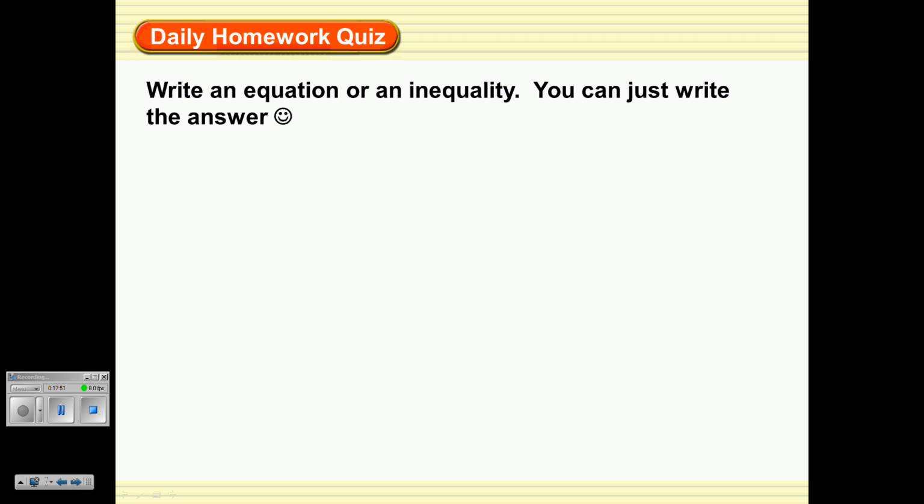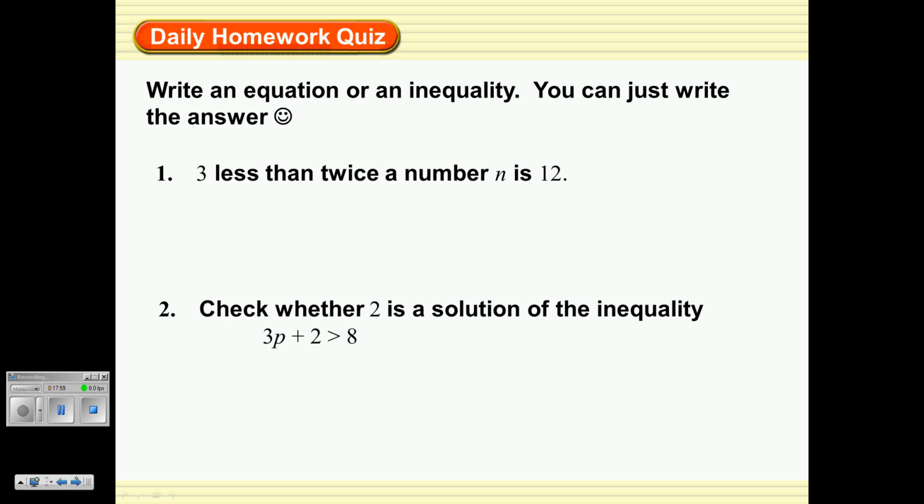All right, here's your daily homework quiz problems. There's only 2. You don't have to write the problem if you would like. You can just write the answer. And you're going to be writing an equation or an inequality. So here are your 2 problems. Write the inequality or equation for number 1, and then check whether number 2 is a solution.